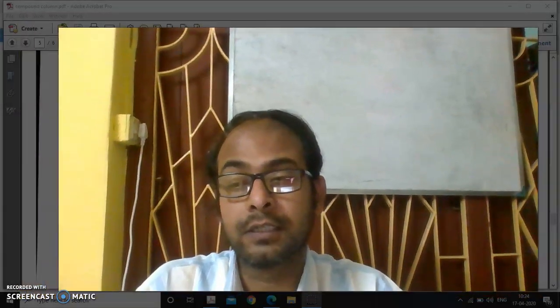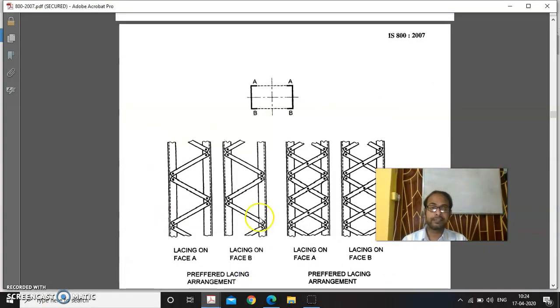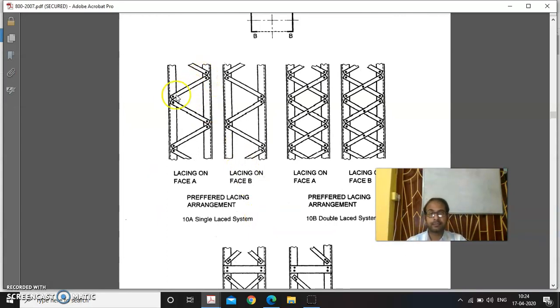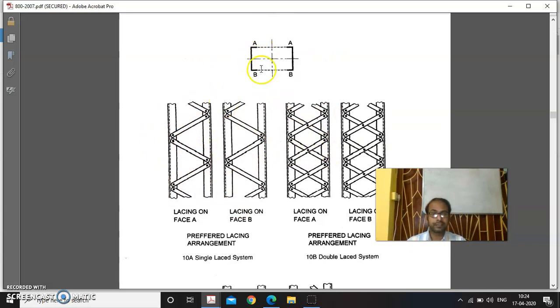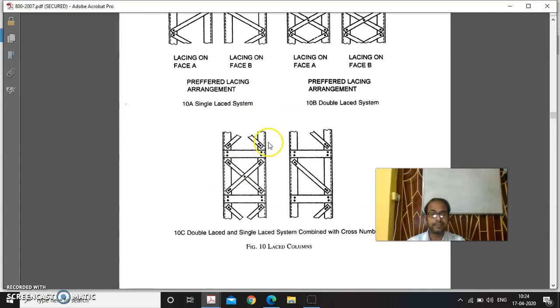Hello students. Today we'll discuss the second part of the design of compound column, the design of lacing. So what is lacing? The code has given a good picture on page 49. These are the lacing members. You may provide double lacings also. These are provided on both sides of the compound column. If we want, we can provide either of these two or a combination of batten and lacing system.